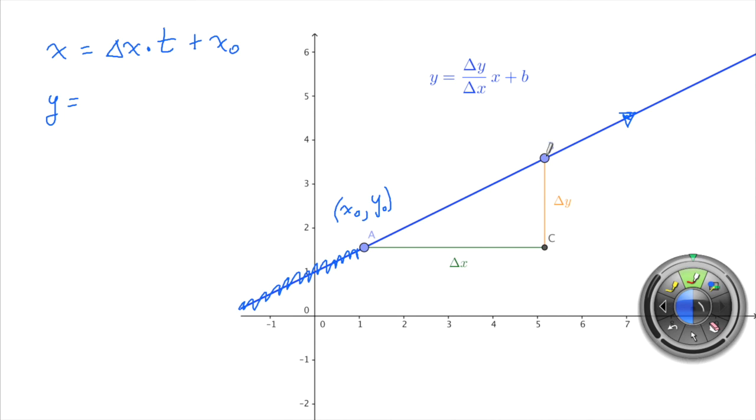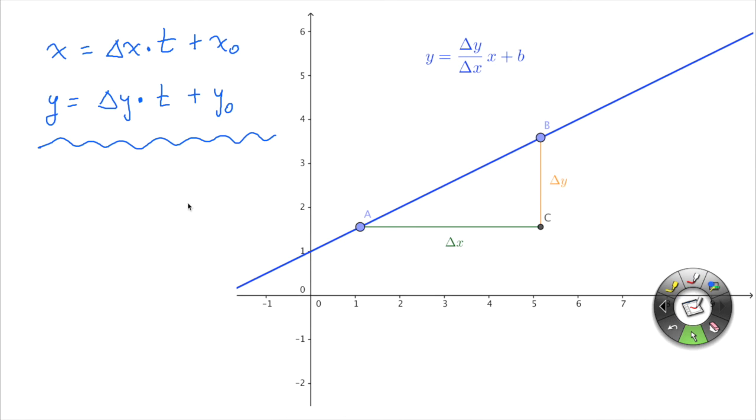It's going to change according to this change in y, and it's going to be according to how much time has gone by. So after 2 seconds, your change in y would be twice its height. So this would be change in y times t plus the beginning point, which is y sub 0.